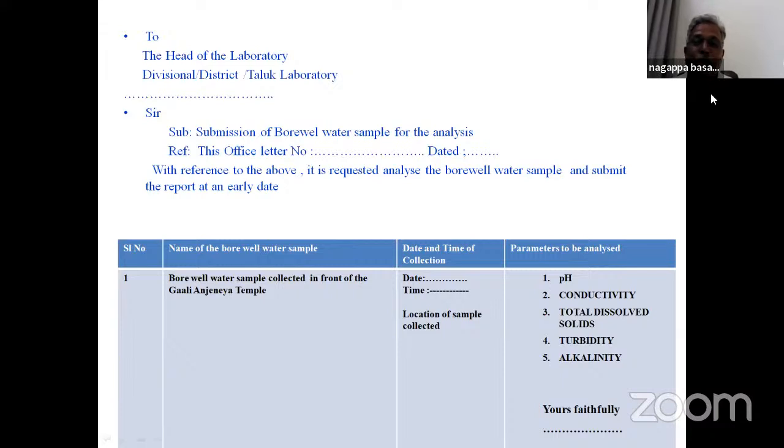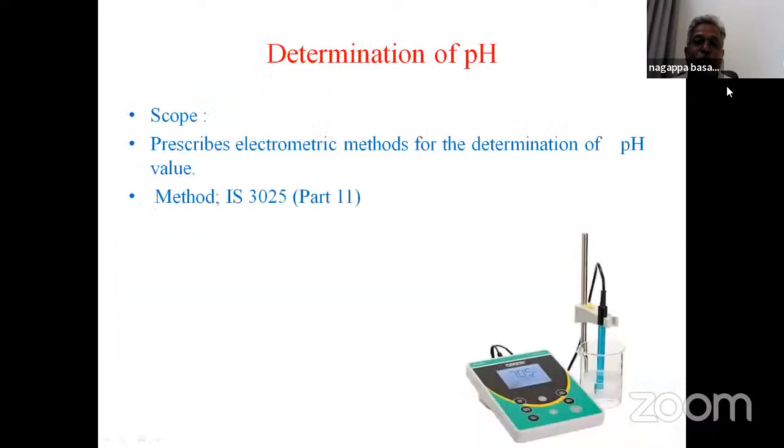After receipt of the samples, the first parameter we are checking is pH. For pH we have to follow IS method 3025 part 11. A very good pH meter is required. Standard buffer solutions are required. That's all. Standard procedure you have to follow. This is the electrometric method for pH determination using a pH meter. Simple equipment.